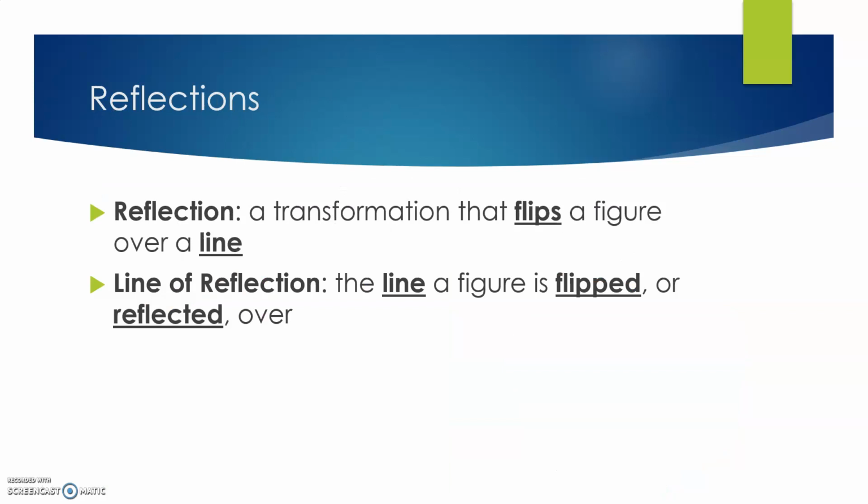So reflection is a transformation that flips a figure over a line. So if I have a line like this and I've got a shape that looks like this, a translation is sliding it across. But a reflection is picking it up and flipping it like a mirror image. A line of reflection is this right here. It's the line that a figure is flipped or reflected over. So the action of flipping this across the line is called a reflection, but the line of reflection is the actual line that it's flipped or reflected over.